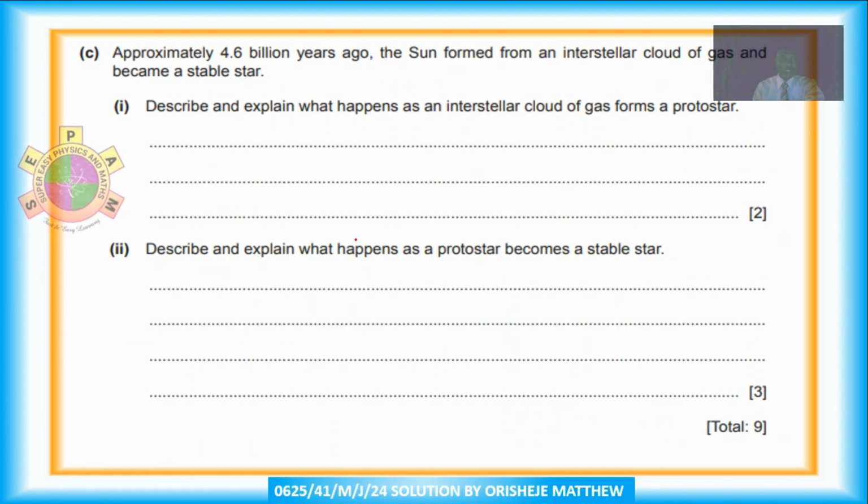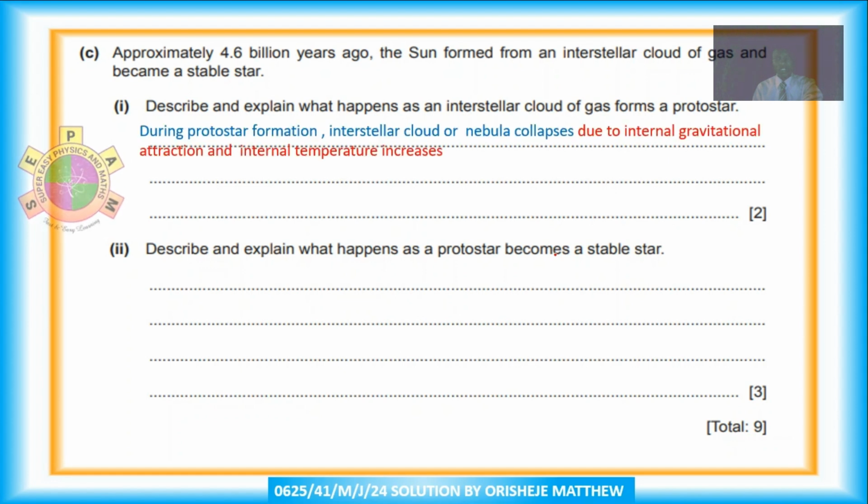Now, approximately 4.6 billion years ago, the sun formed from an interstellar cloud of gas and became a stable star. Describe and explain what happened to an interstellar cloud of gas as the sun formed. During protostar formation, the interstellar cloud or nebula collapsed due to internal gravitational attraction, and the internal temperature increased.